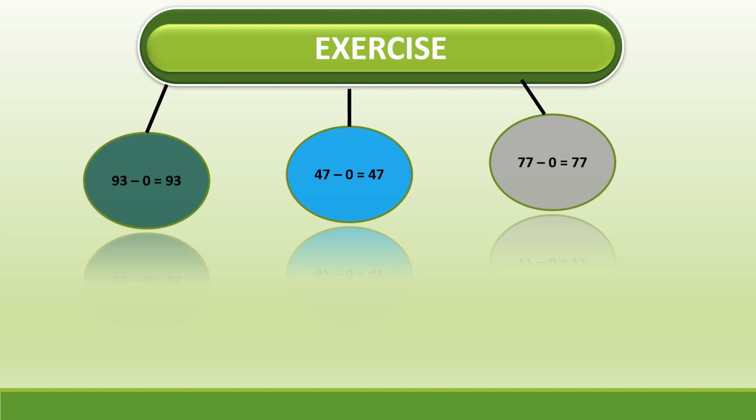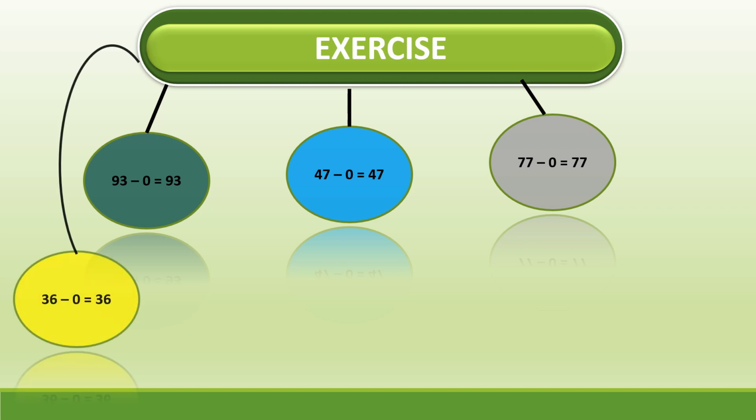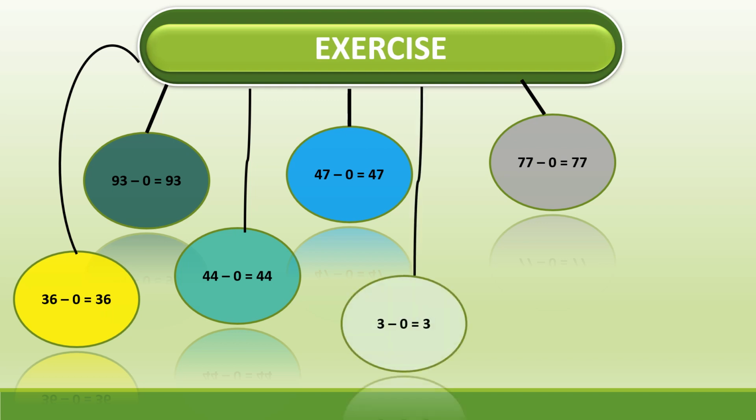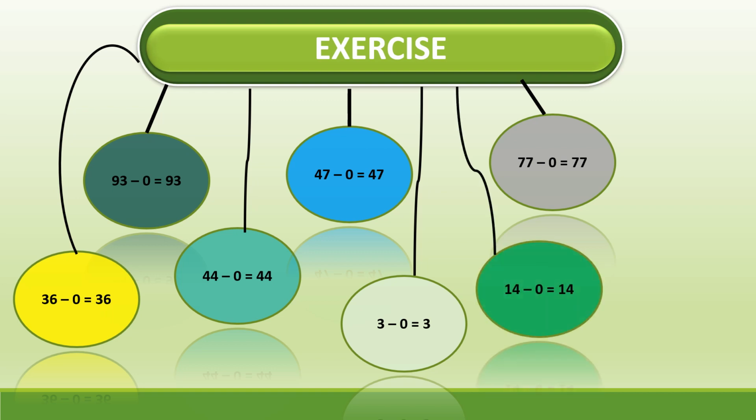77 minus 0 equals 77. 36 minus 0 equals 36. 44 minus 0 equals 44. 3 minus 0 equals 3. 14 minus 0 equals 14. And at last, 58 minus 0 equals 58.